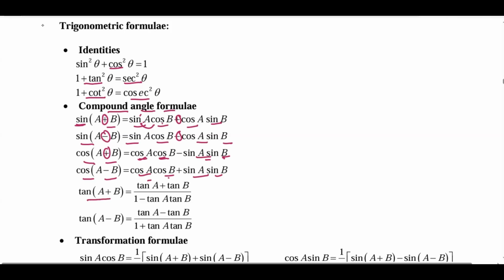Then tan(a plus b) will be tan a plus tan b divided by 1 minus tan a tan b. Then tan(a minus b) will be tan a minus tan b divided by 1 plus tan a tan b.